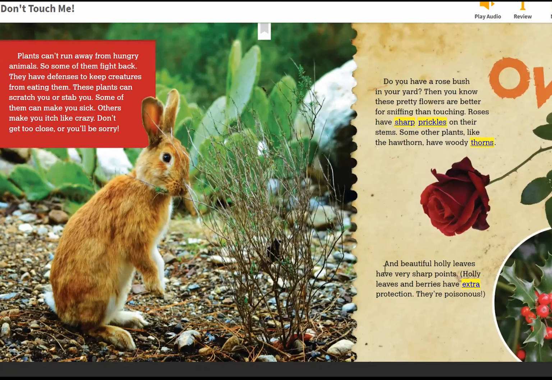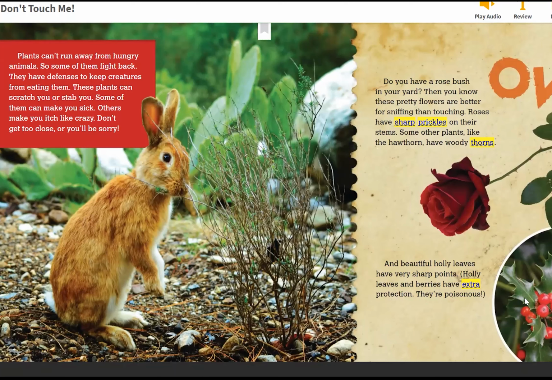Let's read on. And beautiful holly leaves have very sharp points. Holly leaves and berries have extra protection. They're poisonous.